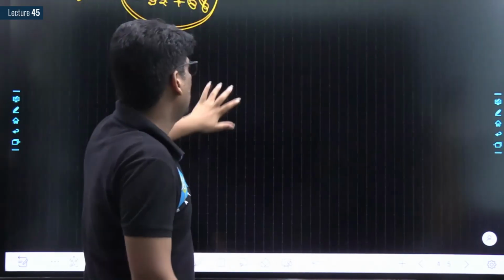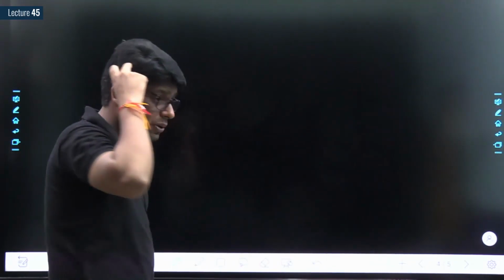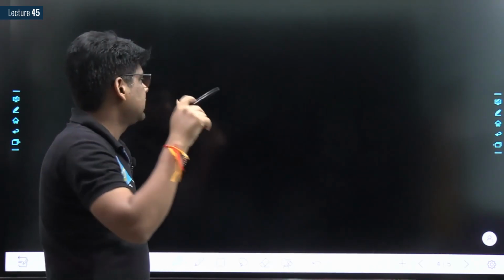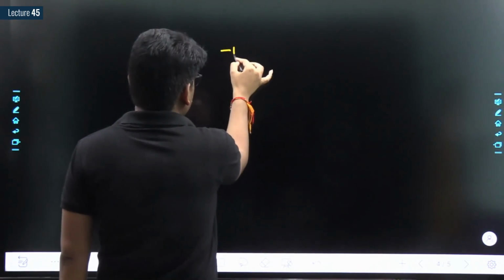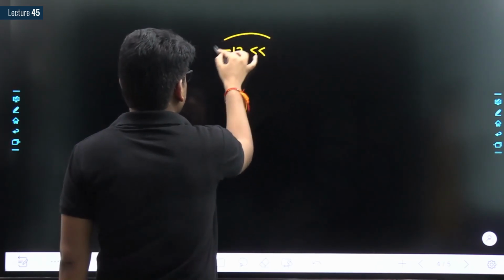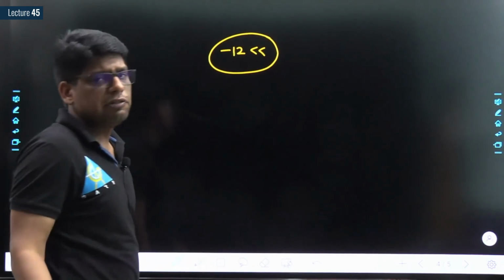Second important thing, don't apply it to negative numbers. Does it work on negative numbers too? We will see later on.